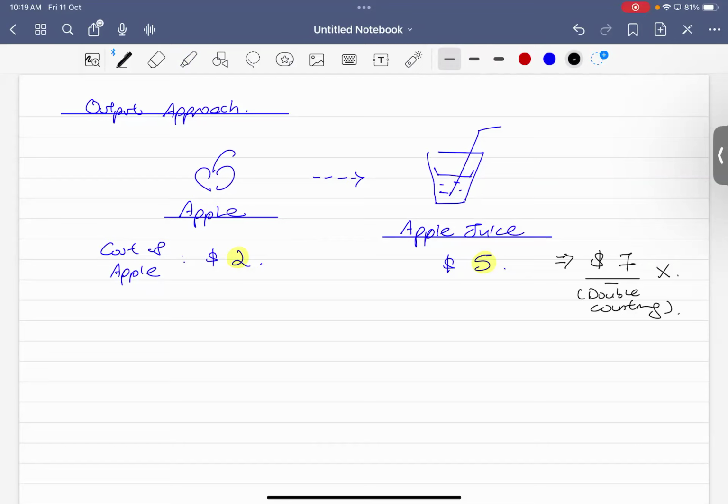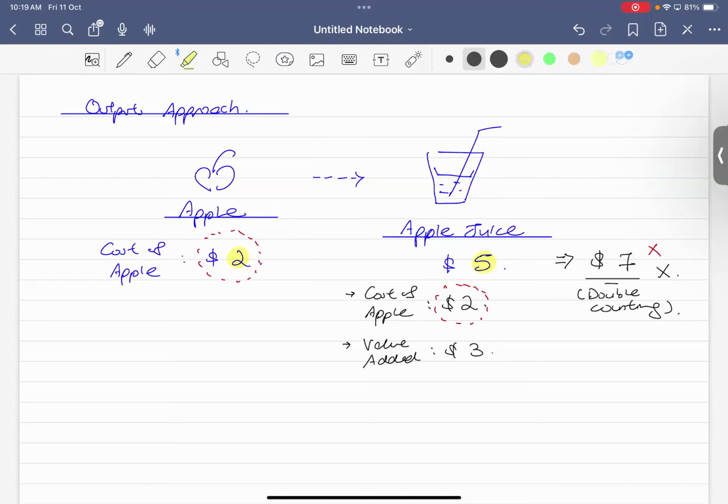Because in this $5 over here, the cost of apple is $2, and the value added is $3 when they convert it into apple juice. So do you realize one thing over here? This $2 is being calculated twice. So this is double counting already. So this is wrong. Okay, so what should we do then?